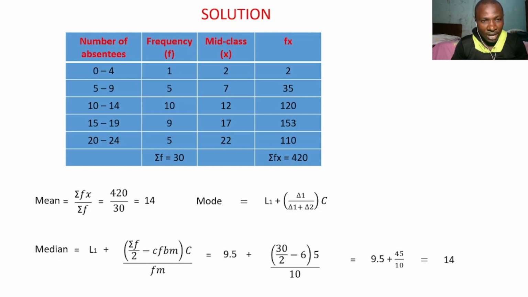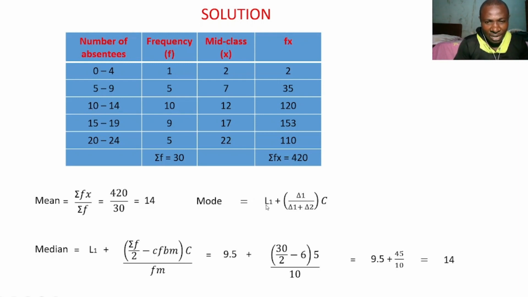Sometimes it can happen like that, and some other times it can change. So for every question you solve, you have to check. Now, since we have established that the highest frequency is 10, trace to the left hand side, which is the number of absentees. We got our modal class to be 10 to 14.